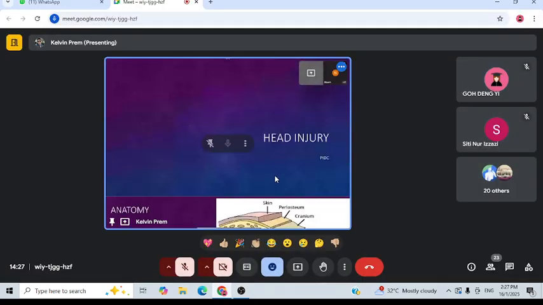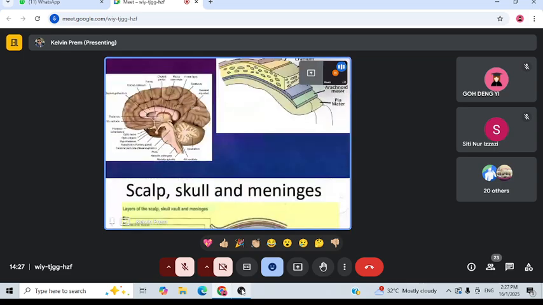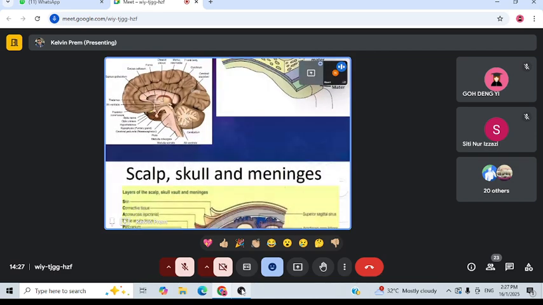Good afternoon. So today's lecture topic is head injury. Starting off with this is the basic anatomy. I think we all have covered this in your anatomy lectures before. So we will look at scalp and meninges.